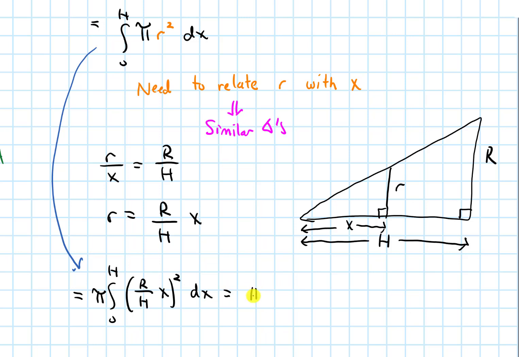Let's simplify. We get pi times the integral from 0 to h of r squared over h squared times x squared dx. So this might look a little intimidating because we've got all these letters. But remember, the r and the h were constants. So this whole fraction is going to be a constant.